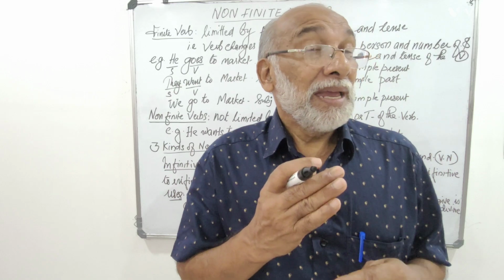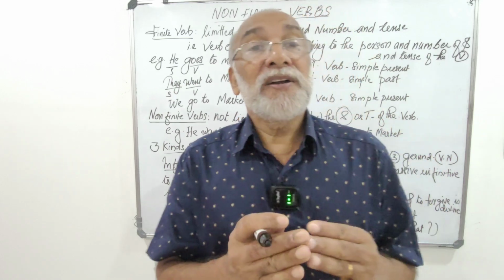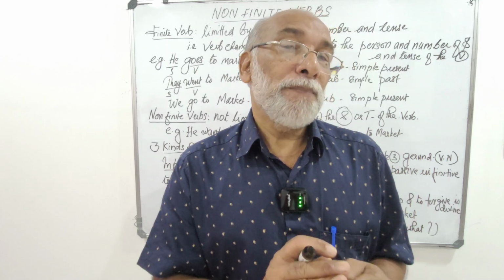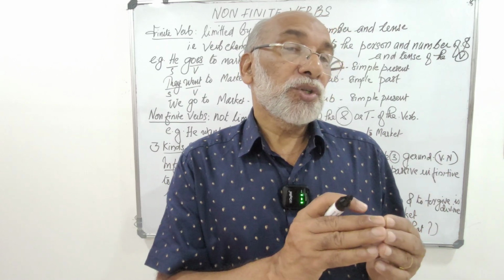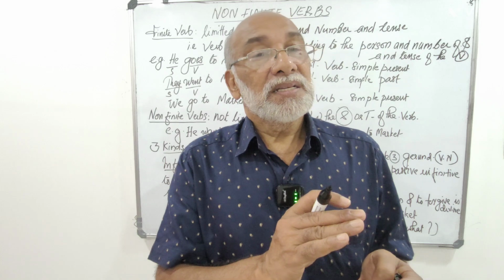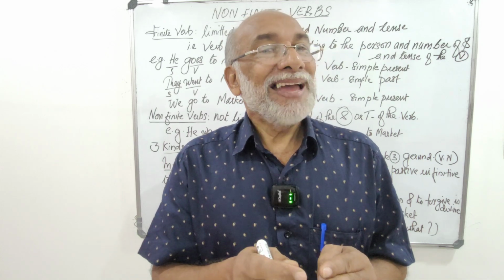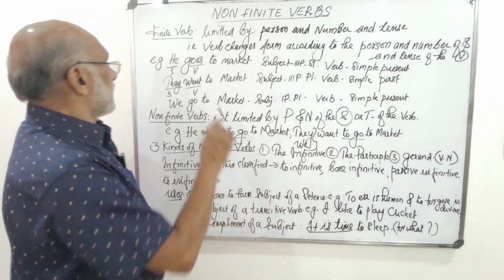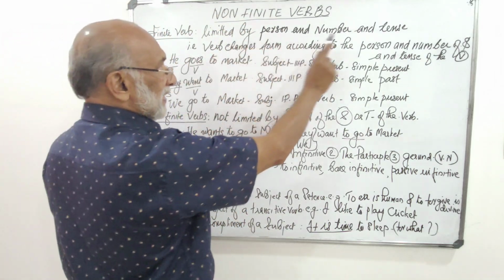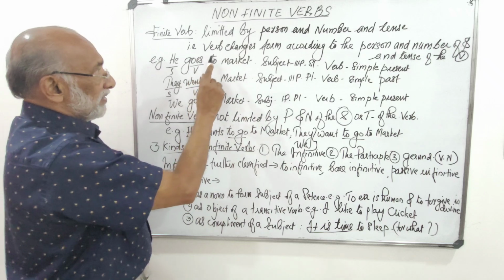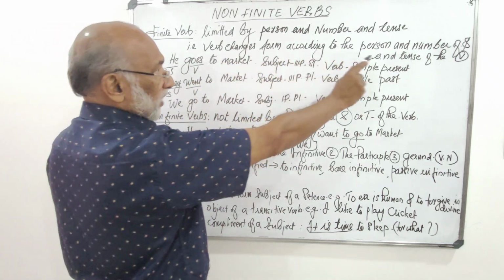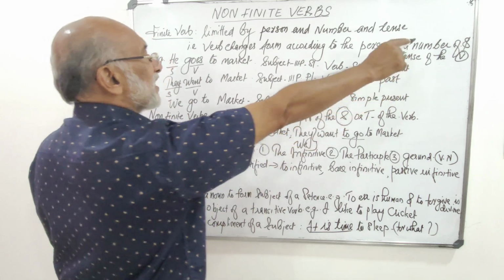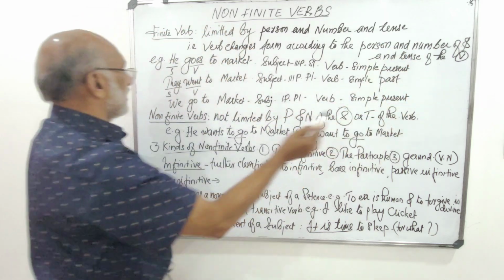Let me repeat. A finite verb is the one which changes its form according to the subject, its person and number, and the tense of the verb. So, a finite verb is limited by person and number and tense. That means the verb changes form according to the person and number of the subject and the tense of the verb.